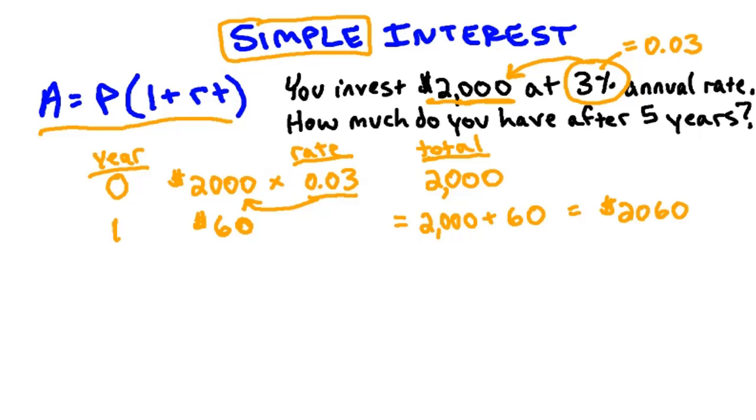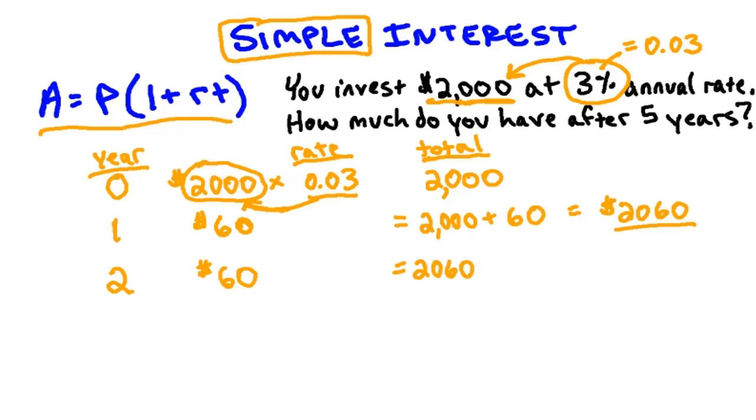So that's going to be $2,060. Now at the end of year two, since this is simple interest, they're going to take another 3%, or another 0.03, of 2,000, your original money, which is $60, and you're going to earn that. So they're going to add that to the $2,060 you have in the bank.